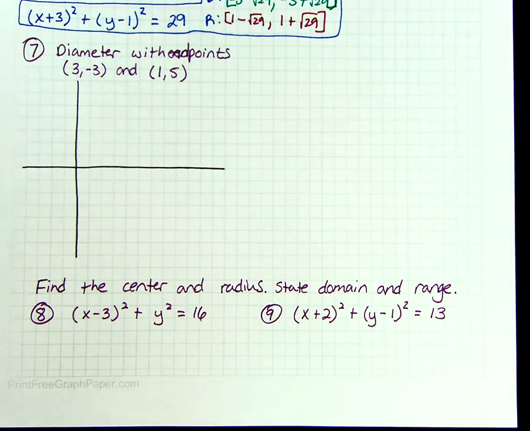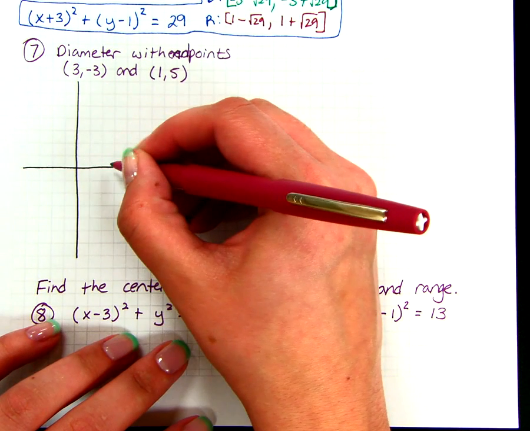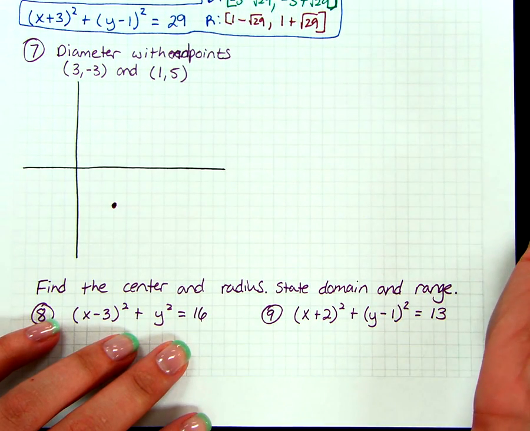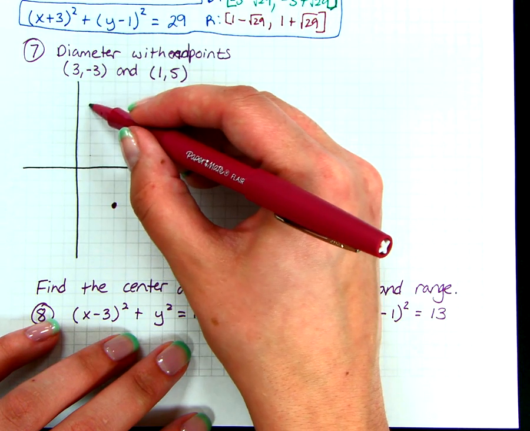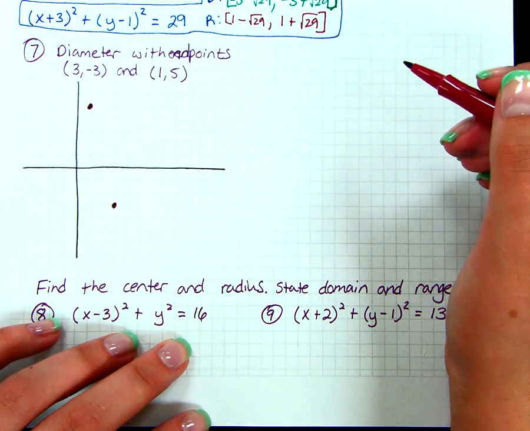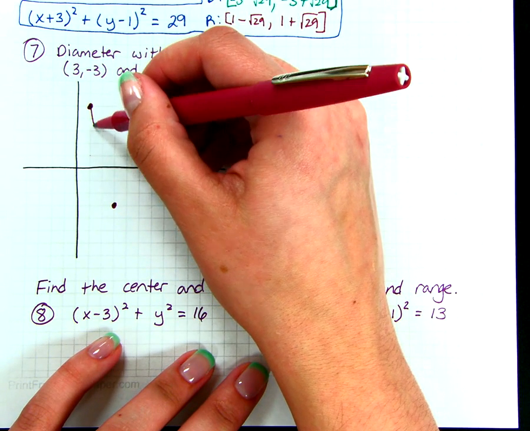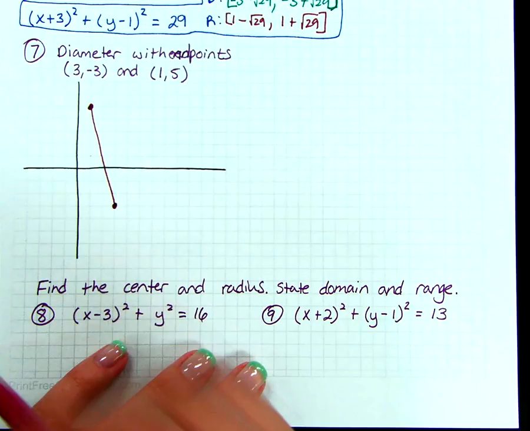Okay, so next problem. Same thing, we're still coming up with our equation. This time it's giving us a diameter with endpoints. So 3, so 1, 2, 3, 1, 2, 3. And then we would have 1, 5, so 1, 1, 2, 3, 4, 5. Okay. So if this is a diameter, okay, I'm just going to draw it. So our circle is going to go through those points somehow.